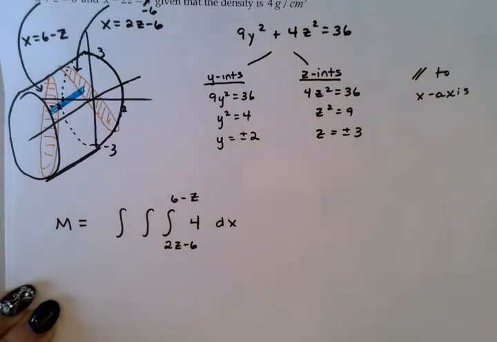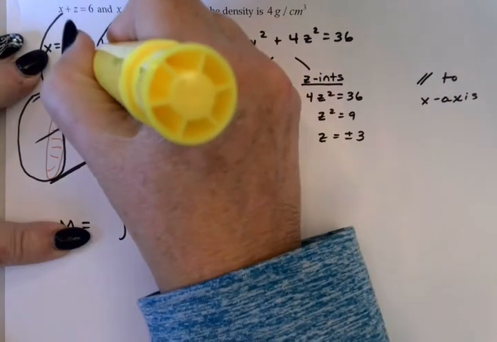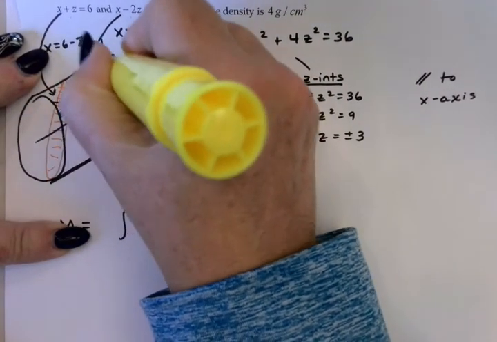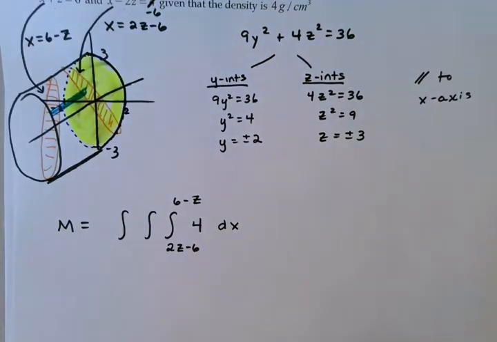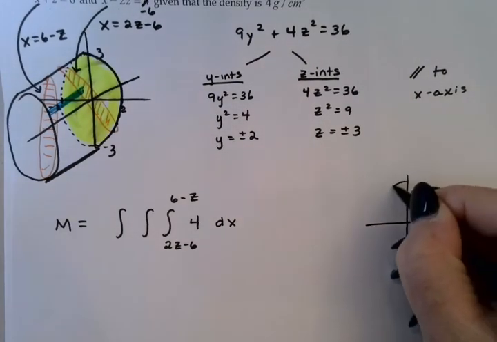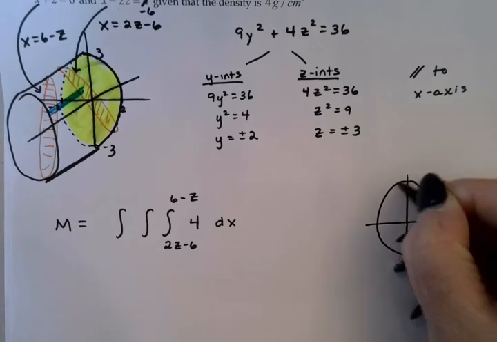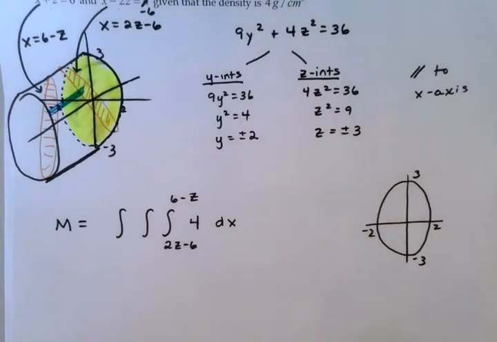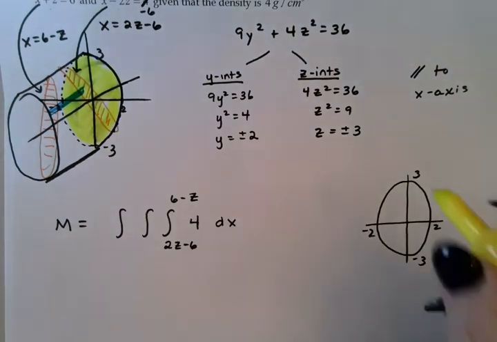All right, next we need to think about the dy and the dz. So our projection of our cross-section in the yz plane is this original ellipse. So I want to think about that next. Sketch it real quick over here. Here's R.